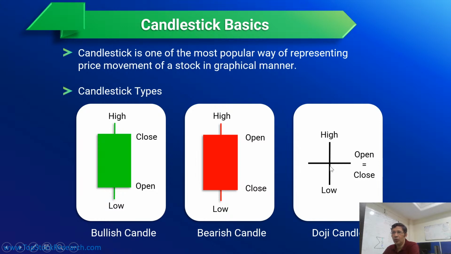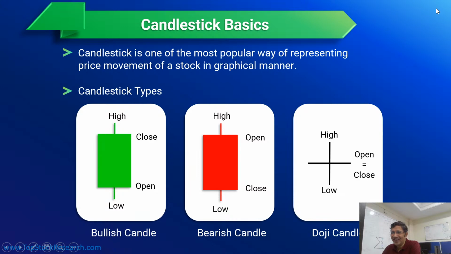So 3 variations. Number 1 is close greater than open, second is open greater than close, third is open almost equal to close. These are 3 candles. The case where the close is greater than open is called a bullish candle, marked as green. The second one is marked as red, wherein the close is lower than open. And the third one is generally a cross sign or a plus sign, and this is called the doji candle. So, things to note: bullish, bearish, and doji candle.